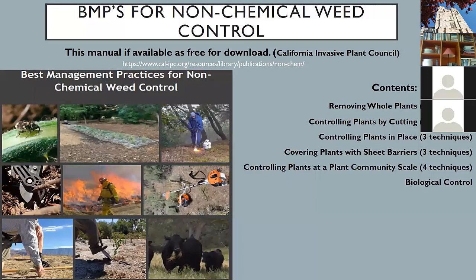So I found this really great resource from California Invasive Plant Council. It's called Best Management Practices for Non-Chemical Weed Control. And this manual is available for free download. A lot of the mechanical information I shared on the previous slides comes from this manual, and the contents include removing whole plants, and there are techniques for each in the table of contents. There's controlling plants by cutting, controlling plants in place, covering plants with sheet barriers, controlling plants at a plant community scale, and then biological controls.